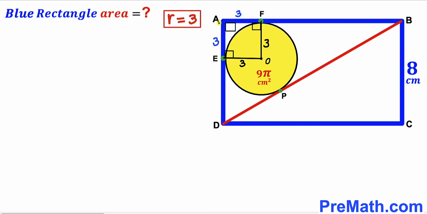Now let's make an observation. We can see that this side AD is going to be equal to this side BC. We know this side is 8, so this whole side AD is going to be 8 cm as well. And we know this segment AE is 3, so this remaining segment ED is going to be 5 cm. Furthermore, I'm going to label this segment FB as x.